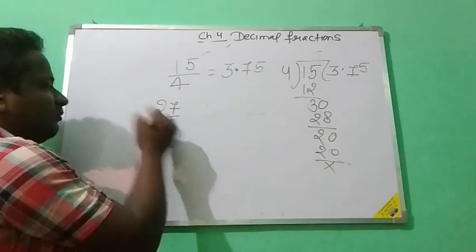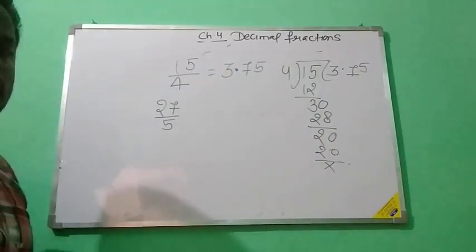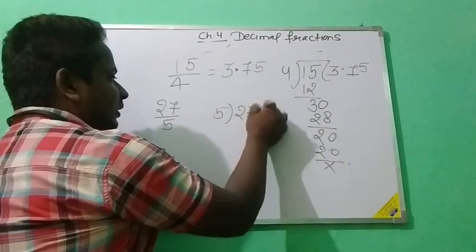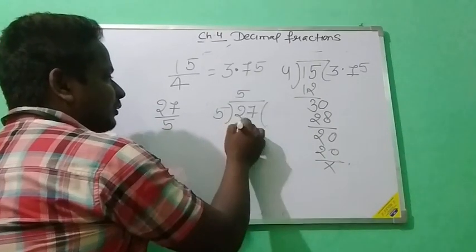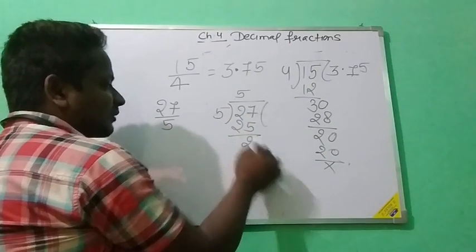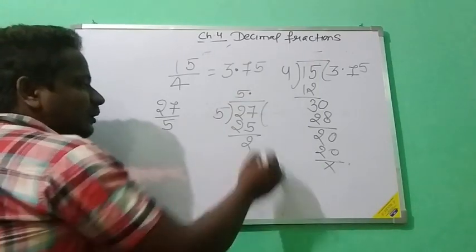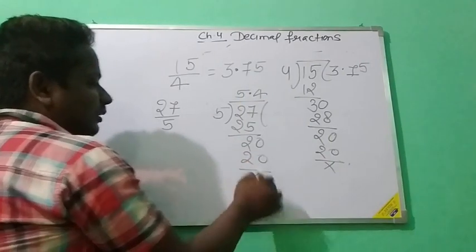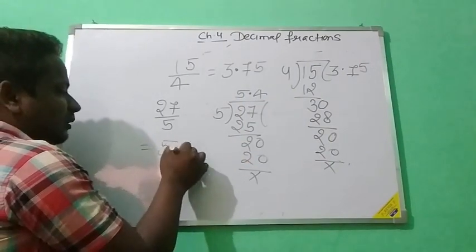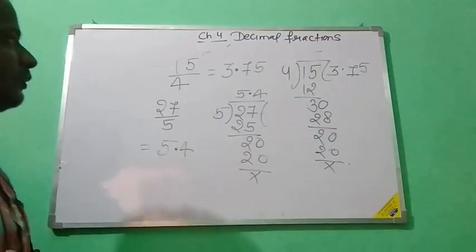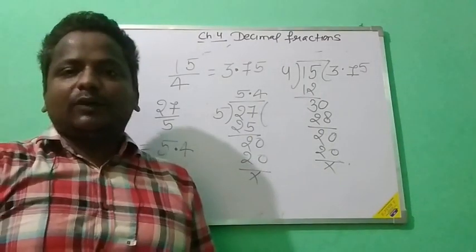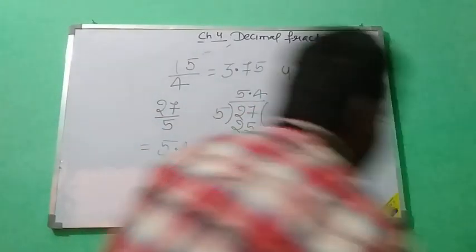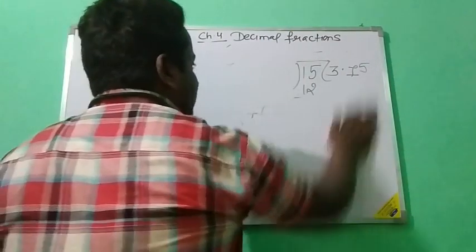Take one more example. 27 upon 5. You need to convert this number into a decimal number. Now divide 27 by 5. 5 5s are 25. 7 minus 5 is 2. Place a decimal here. Place a 0 here. And 5 4s are 20. It becomes 5.4. So I hope you all understand how to convert a decimal into a fraction and a fraction into a decimal. Let's look at some more topics.